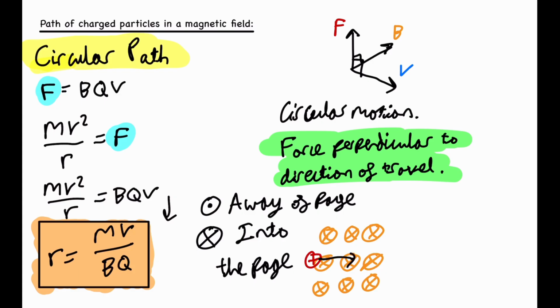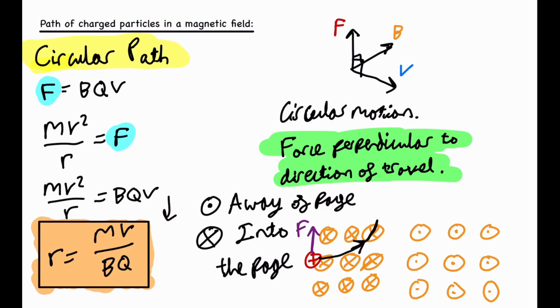If we use Fleming's left-hand rule, we can see that the particle would deflect in a circular path like this. Why? Because it feels a force in this direction. Now say we have a magnetic field going away from the page like this, and now you have a negative particle instead, which follows a path like this. Which way would it deflect?